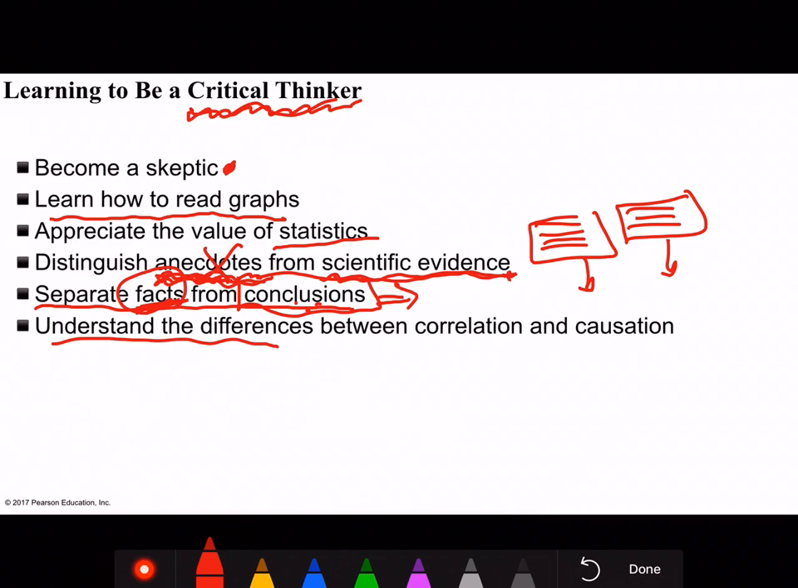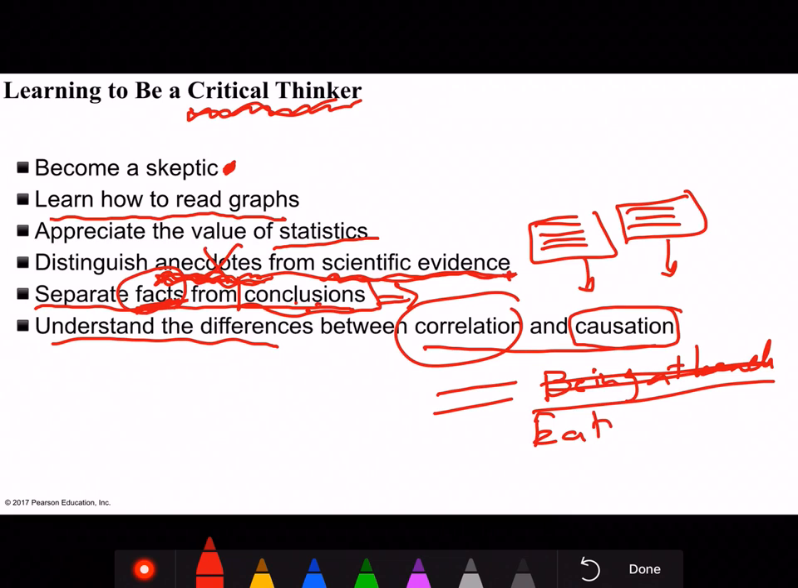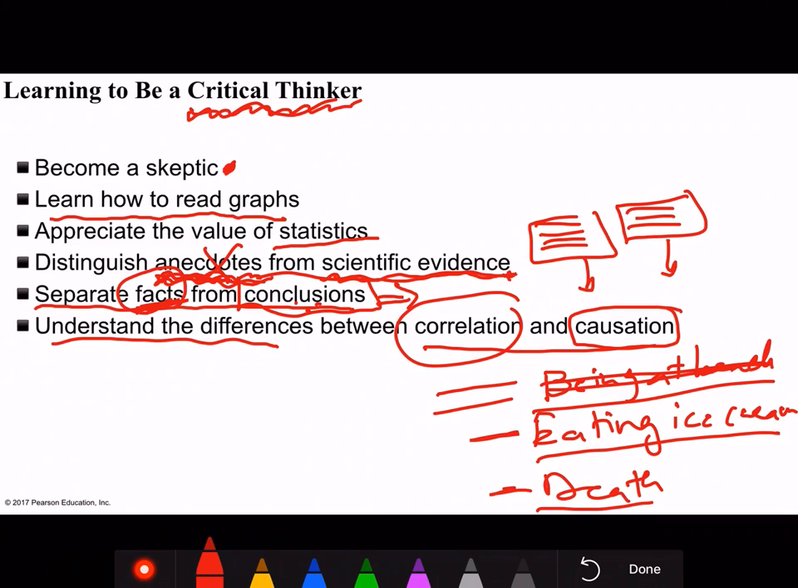And lastly, understand the differences between correlation and causation. If two things are happening at the same time, it does not mean that one of them is leading to the other. A very funny example about this: eating ice cream is highly associated with death. How is that happening? That is correlation, that eating ice cream is highly associated with death. But it does not mean that eating ice cream would lead to death. No.